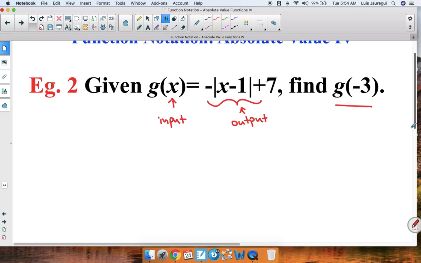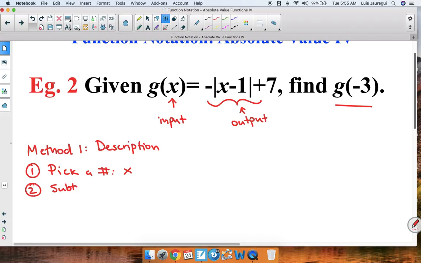So let's use both of the methods previously described. We have method number 1, the description method. So what we're going to do is to describe what we have. Well, the first thing we're going to have to do is to pick a number. Let's call that number x. Notice that the next thing we're going to do to x is to subtract 1. So subtract 1. Therefore, we generate the expression x minus 1.